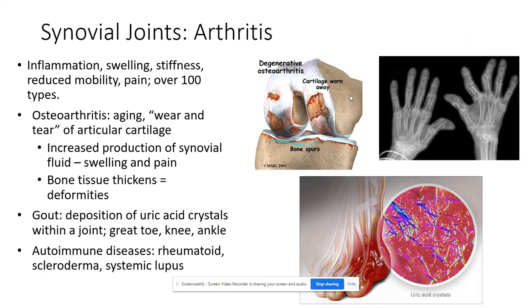Moving on. All right, so when we talked about the bursitis, the inflammation, as far as the swelling and the stiffness, would be similar in joints where you have arthritis occurring. Reducing mobility, the pain will also be present. Different types of gout can also occur in your toes, your knees, and ankles. Some of these can be associated with autoimmune diseases, such as rheumatoid arthritis and systemic lupus.